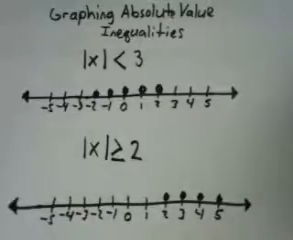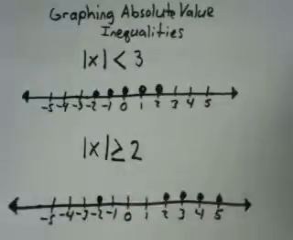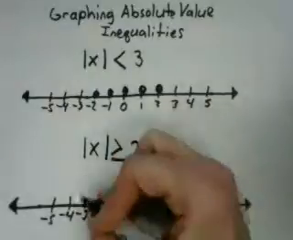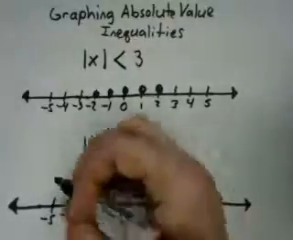However, let's start taking the negative cases into consideration. Negative 1. The absolute value of negative 1 is positive 1. Is positive 1 greater than or equal to 2? No. How about negative 2? The absolute value of that is positive 2. Is positive 2 greater than or equal to 2? Yes, it is equal to. Negative 3 becomes positive 3. 3 is bigger than 2. Negative 4 becomes 4. That's greater than 2.